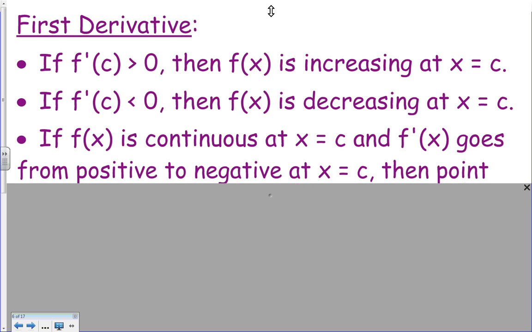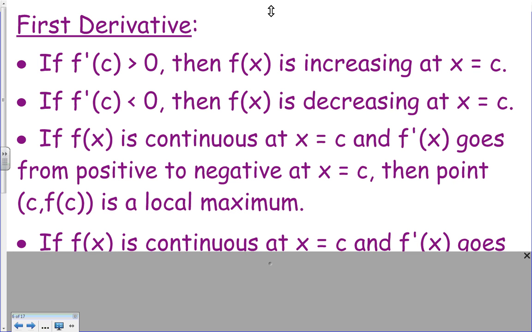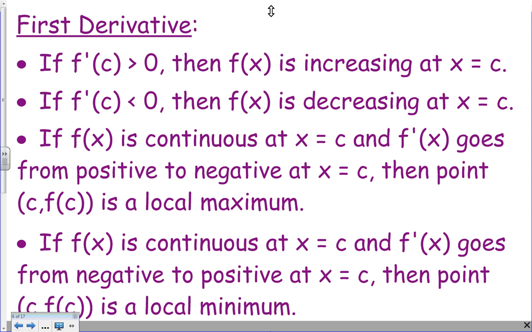All right, let's talk about the first derivative and everything that we can tell from the first derivative. I guess I'll just go ahead and show all that. Here's what you can find out from the first derivative. If f prime is greater than 0, so if your derivative is positive, in other words, then f of x is increasing at x equals c.